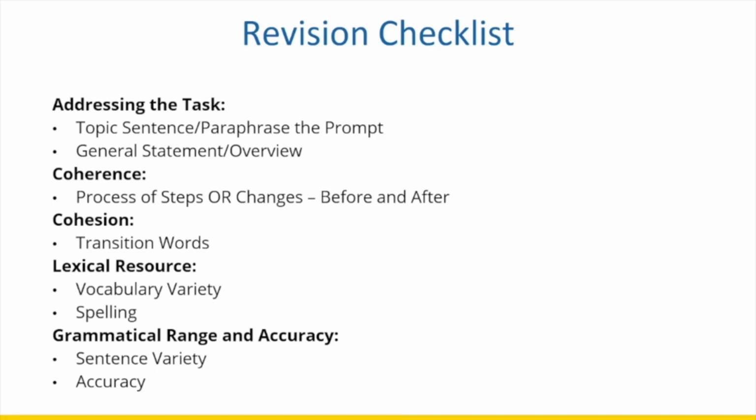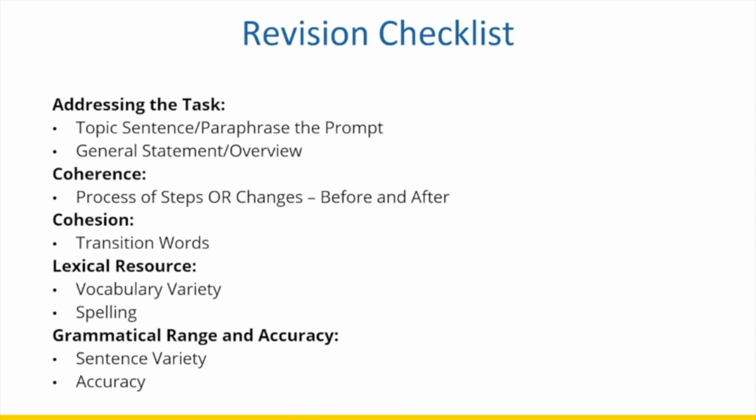Another part is cohesion. Cohesion means you are using your transition words and your ideas are linked together. So in this case we have different sentences, and these sentences are connected to each other. It's not just random sentences, but they have a very good transition.